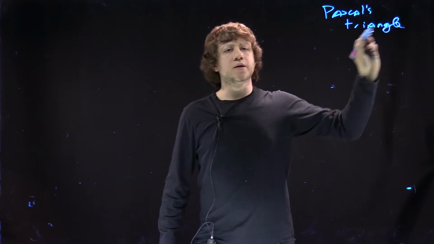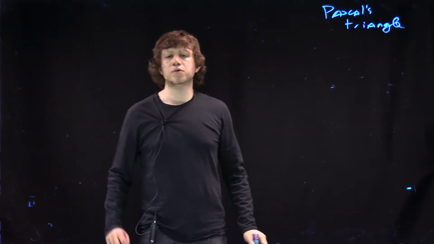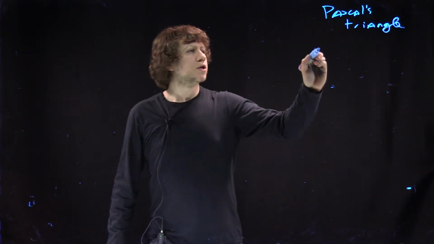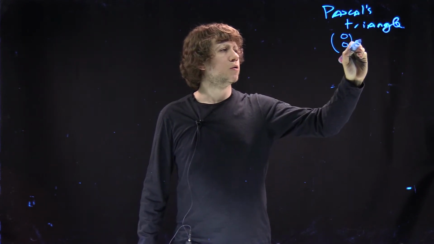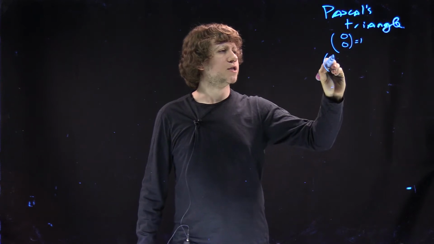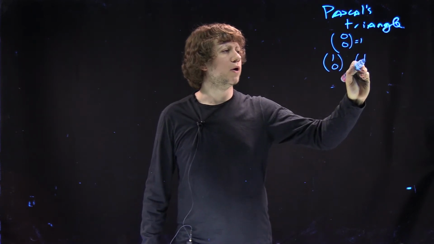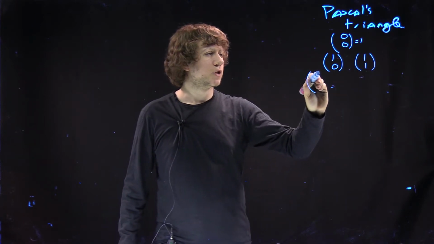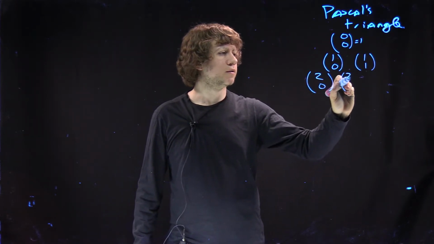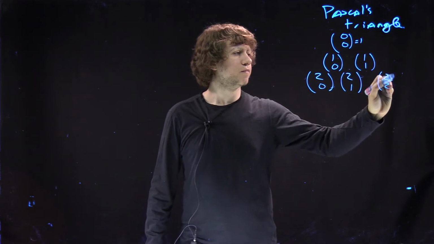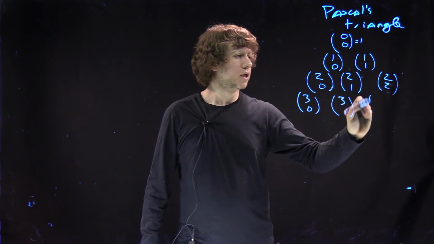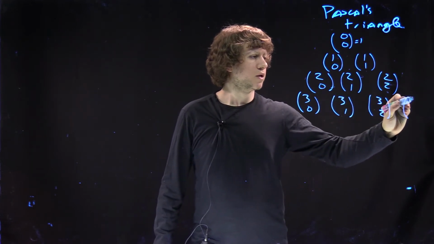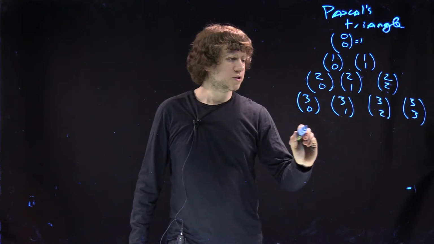So that's not only pretty, but it is really useful to think about binomial coefficients. The idea is very simple. We just draw a triangle, and let me just draw a piece of it. We start with 0, 0, which is kind of 1. Then we write 1, 0, 1, 1 underneath. 2, 0, 2, 1, 2, 2. 3, 0, 3, 1, 3, 2, 3, 3, and so on.